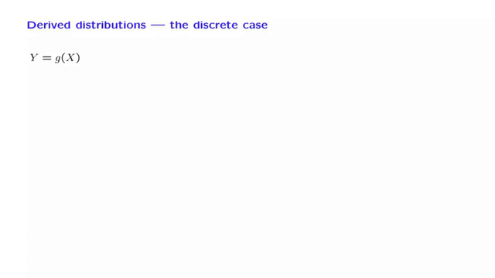As a warm-up towards finding the distribution of a function of random variables, let us start by considering the discrete case. So let X be a discrete random variable and let Y be defined as a given function of X. We know the PMF of X and wish to find the PMF of Y. Here is a simple example.